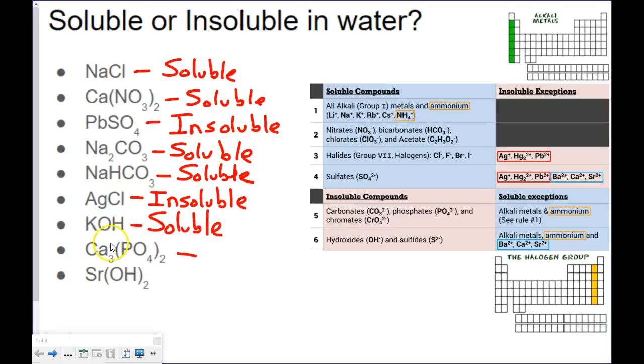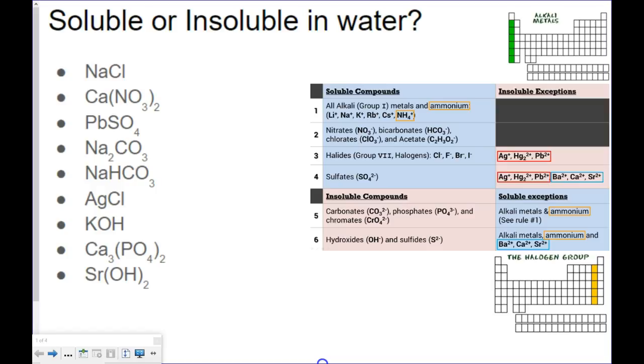Next up, calcium phosphate. Phosphates, by and large, are going to be insoluble. The exceptions are alkali metals and ammonium. Calcium is not one of those. That's going to be another one that's insoluble. Strontium hydroxide. Hydroxides are going to be insoluble with only these exceptions. In this case, this would be an exception.